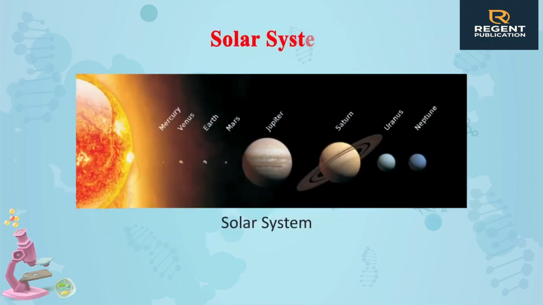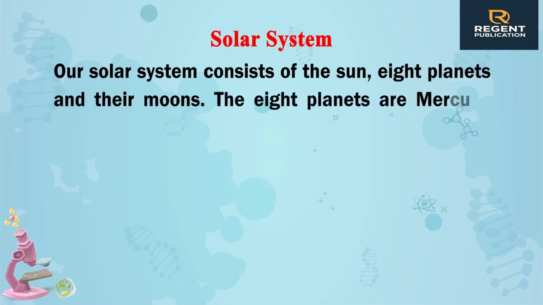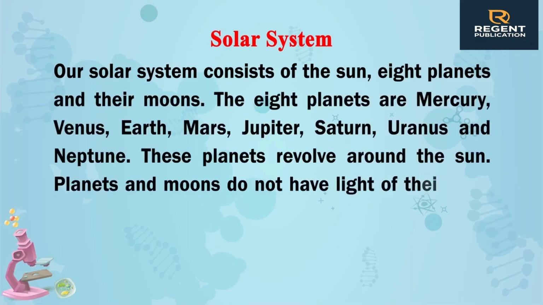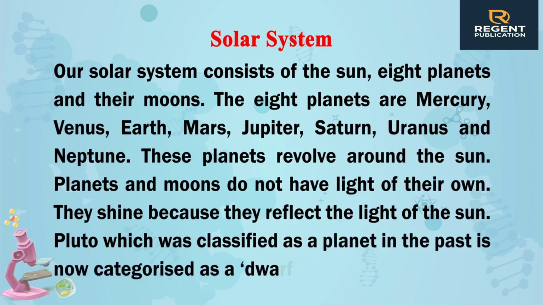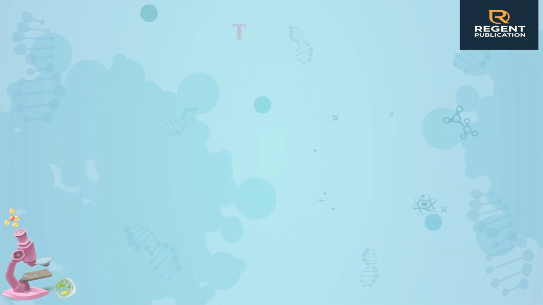Solar system. Our solar system consists of the sun, 8 planets and their moons. The 8 planets are Mercury, Venus, Earth, Mars, Jupiter, Saturn, Uranus, and Neptune. These planets revolve around the Sun. Planets and moons do not have light of their own. They shine because they reflect the light of the Sun. Pluto, which was classified as a planet in the past, is now categorized as a dwarf planet.